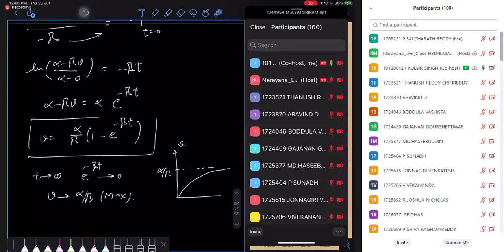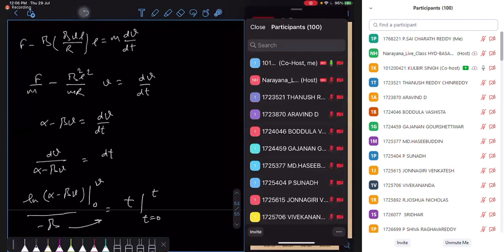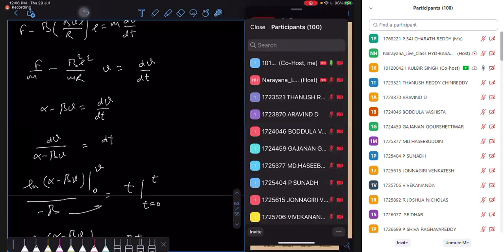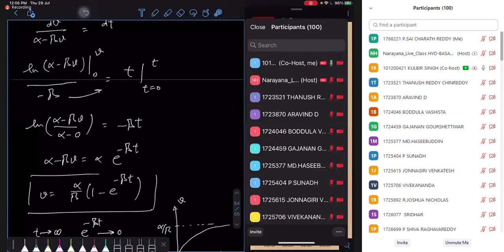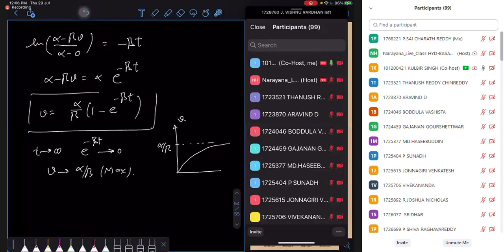What are alpha and beta? To make the equation simple, we have replaced F by m with alpha, and we have replaced B square L square by mr with beta. The point to be noticed here is that velocity is rising exponentially, and it is approaching exponentially toward a stable state.